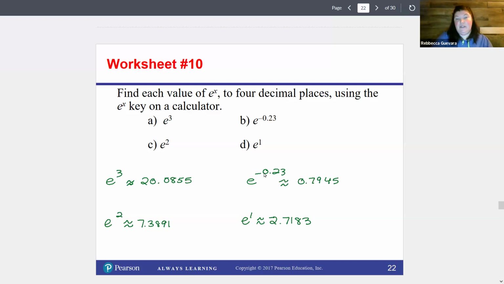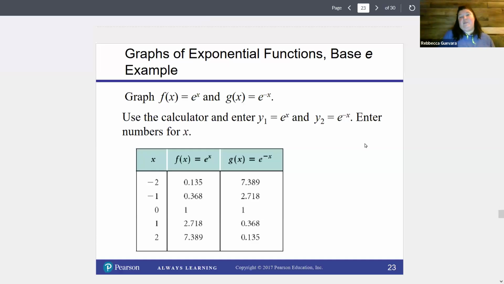e to the negative 0.23 should be approximately 0.7945. e to the second power is approximately 7.3891. And then e to the first power, well, that's just e, but that's approximately 2.71. So if you have exponents to the base e, this is going to be pretty much just like if you had any other base. Just going to be doing a lot more rounding than if it was 2.